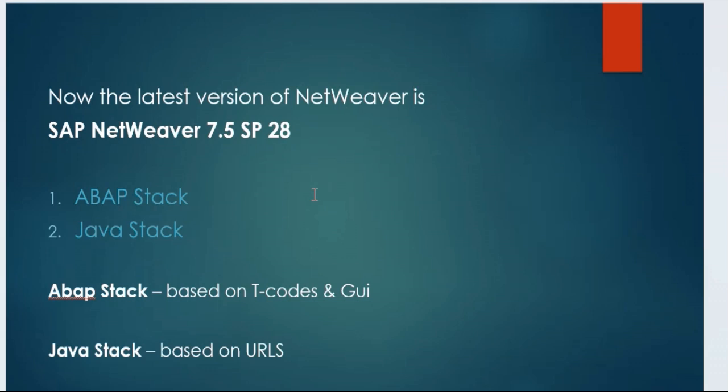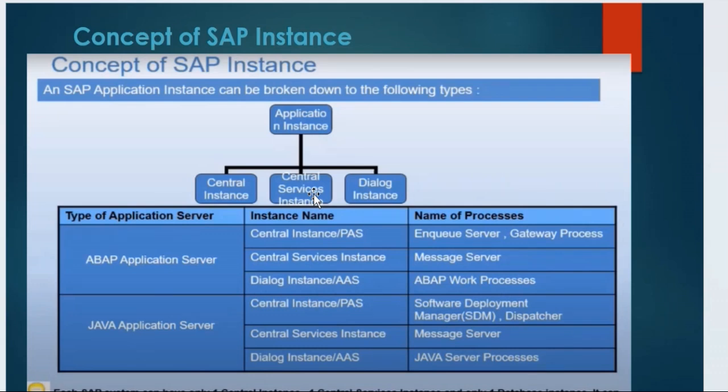We need the GUI or the SAP logon pad. Second, if I talk about the Java stack, the Java stack is based on URLs. We cannot use the GUI or the SAP logon pad which we used in SAP ABAP. For example, if we need to log in, we have to log in via a browser, any browser, Google Chrome, Internet Explorer, and we do all the administration here. Now, the concept of SAP instances.